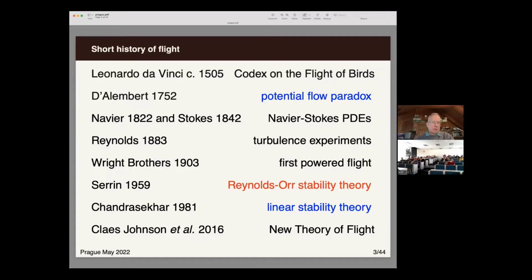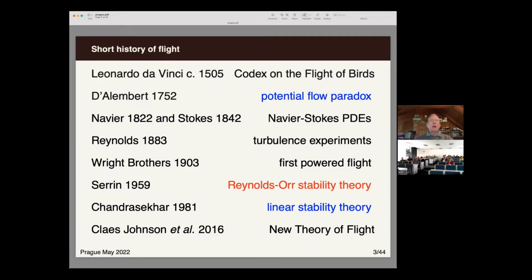Reynolds, it's the Reynolds of the Reynolds turbulence experiment. So it's over 100 years ago that this was enunciated. I can actually read it in the work of Reynolds. I've read Orr's paper. I can't quite understand it the way Serrin may have, but I trust Serrin's description of it as the Reynolds-Orr stability or instability theory. So finally, down to the last one on the list, the new theory of flight that's proposed by Claes Johnson and co-workers. And that's what I want to focus on today.